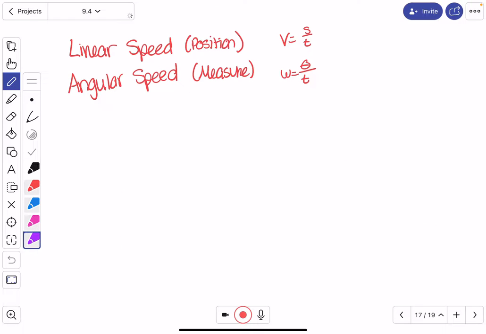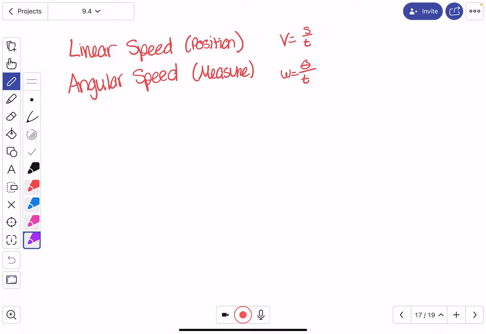All right. And the last part of this chapter, or this section, involves linear speed and angular speed. Linear speed is how the position changes. So how this piece, how fast that's moving in space. Whereas the angular speed is how this measurement is changing over time.